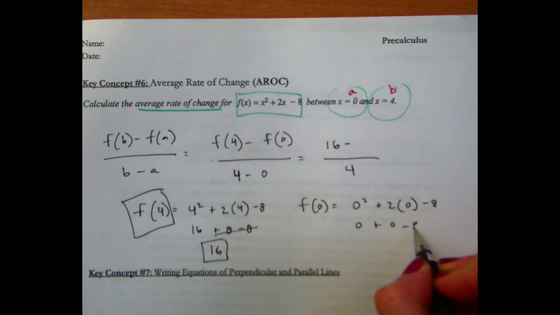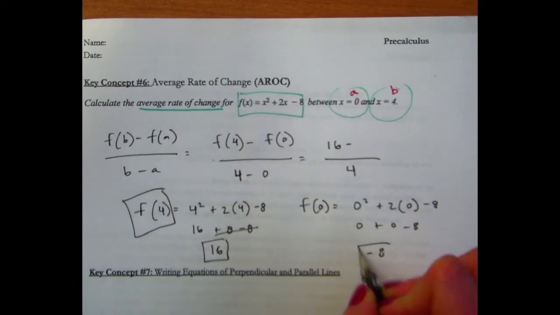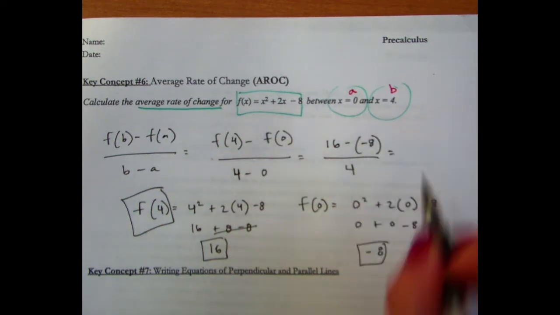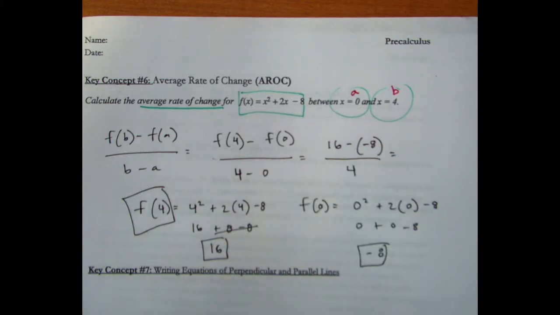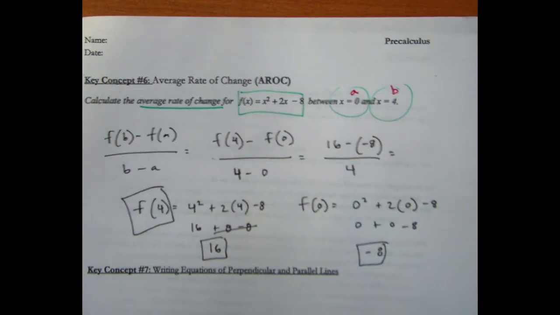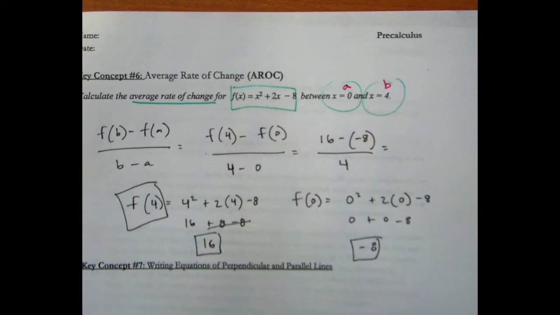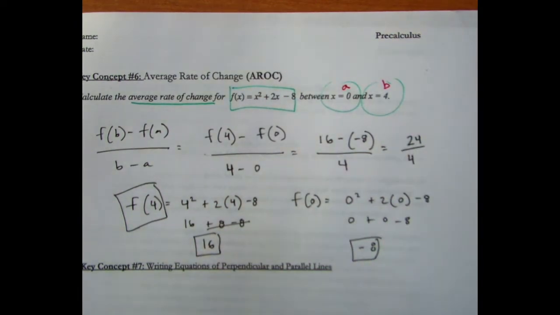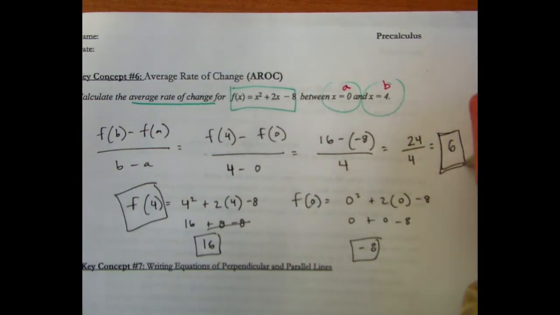Minus a negative is a plus, so 16 plus 8 is 24. And 24 divided by 4 is 6. So my final answer for the average rate of change is 6 for this equation between x equals 0 and x equals 4.